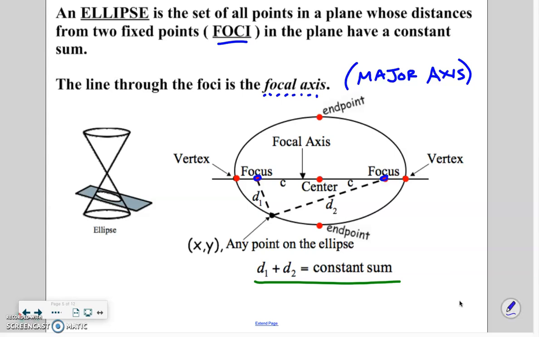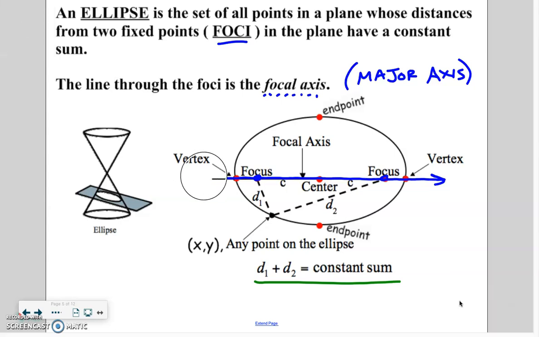What we're saying is that if you were to draw a line through the foci, if we call that the focal axis, because if it's horizontal, your ellipse is horizontal. If it's vertical, your ellipse is going to be vertical. So that's the only reason why this concept exists. So the line through is what they call the focal axis.